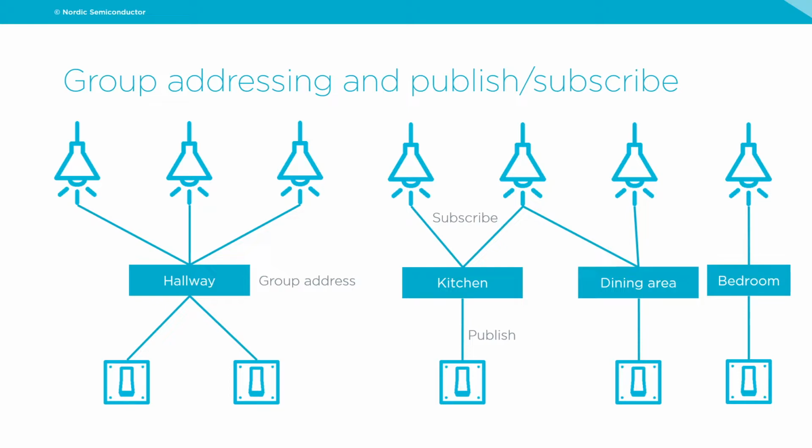And as you see, in combination, you can have more than one switch controlling a certain group, or you can subscribe to more than one group address. So maybe the kitchen can have lots of lights on while you're cooking, but if you want to dim the light in the dining area, you can also do that on a nearby light, which is in between the kitchen and the dining area. So this is built into the standard itself, and this is actually how the network operates.